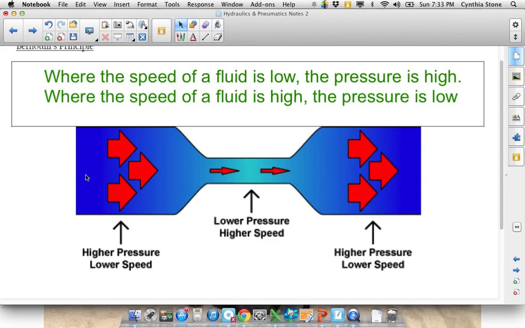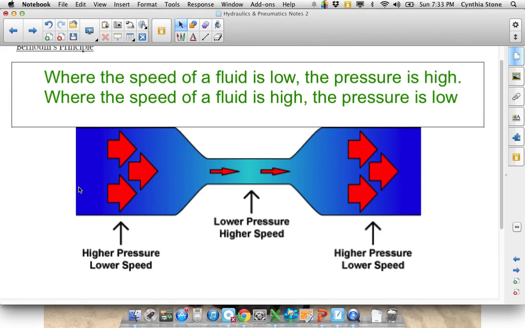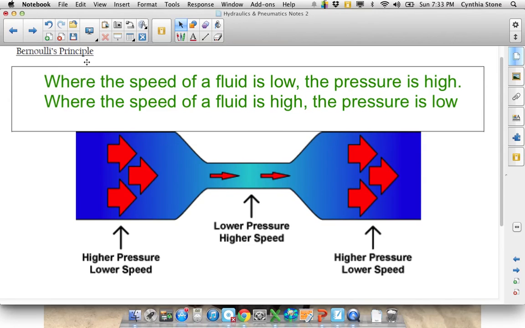Okay, so this is where things are kind of cool, though. This is the part where we get to learn something new and do cool stuff with. It's a concept called Bernoulli's principle. It says that where the speed of a fluid is low, the pressure is high, and where the speed of a fluid is high, the pressure is low. And you're saying, so? Okay, that's wonderful. Pretty neat, some of the things that come out of that.